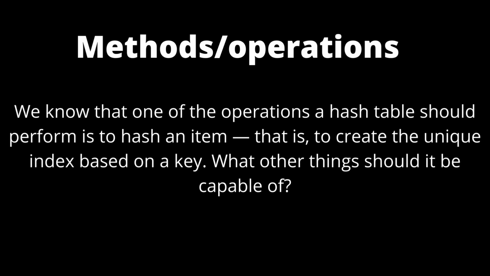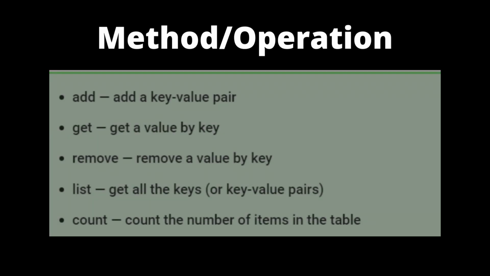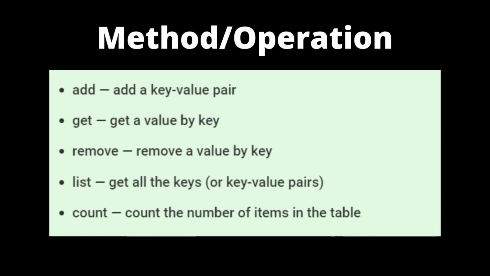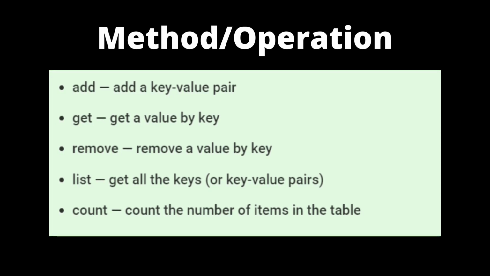Finally we have methods or operations. We know that one of the operations a hash table should perform is to hash an item, that is, to create the unique index based on a key. What other things should it be capable of? At the bare minimum, a hash table should be able to add a key value pair, get a value by key, remove a value by key, list, that is, get all the keys or key value pairs, and count the number of items in the table.